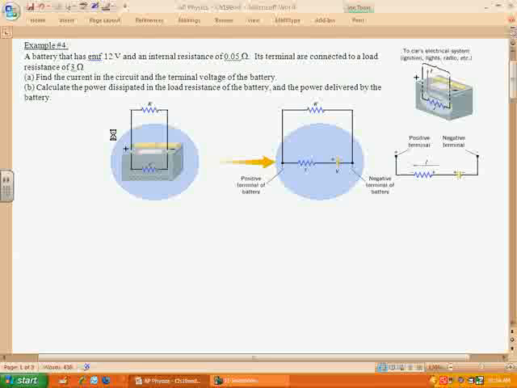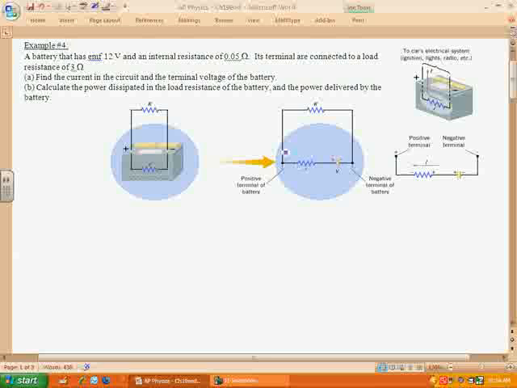This is example number 4 from your packet, which is a battery with an EMF of 12 volts and internal resistance of 0.05 ohms. It's then connected to a load resistance of 3 ohms. The load resistance is just the resistance that's on the outside. So let's go ahead and look at that.